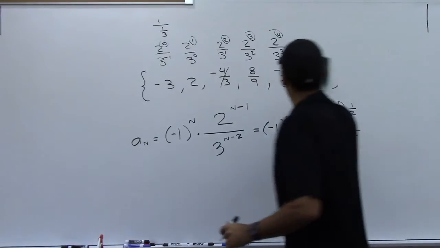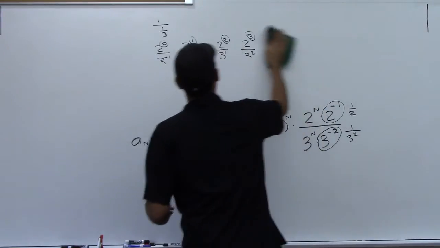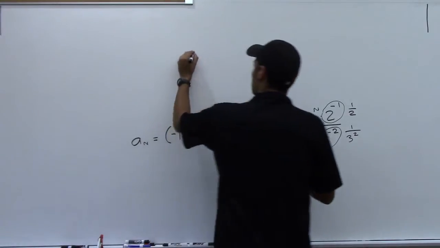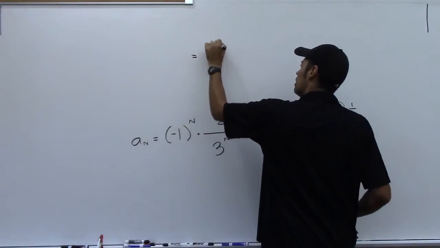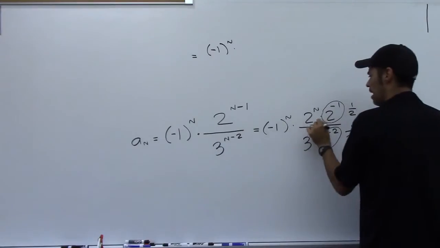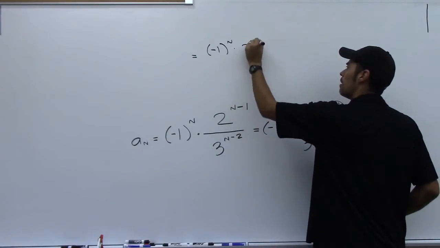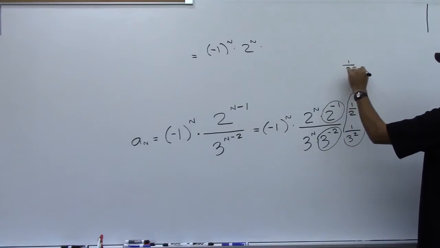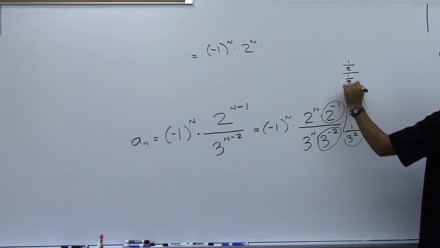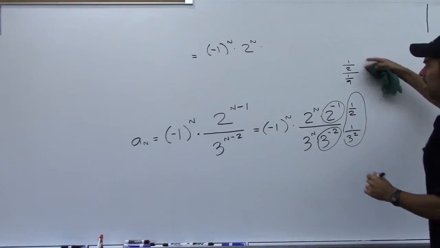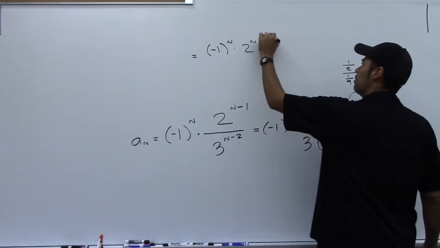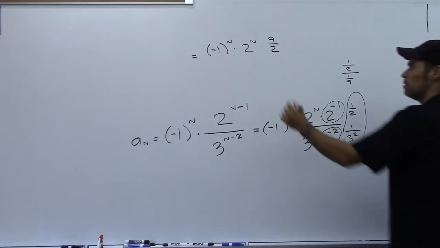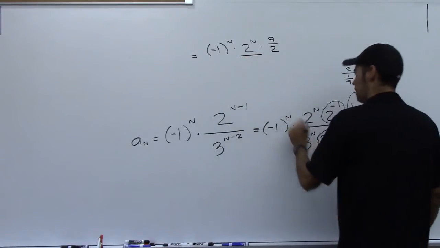And cleaning that up a little bit more, we get -1 to the n times I have 2 to the n. I have, let's see, what's this right here? It's 1/2 over 1/9. And then flip this up, that's 9 halves. So 9 halves. And over, sorry, I forgot to put this, over 3 to the n.